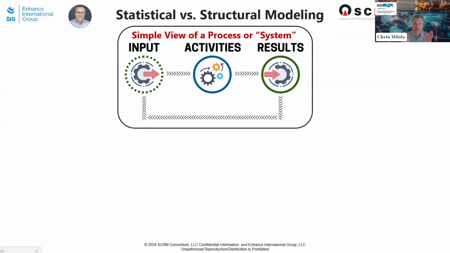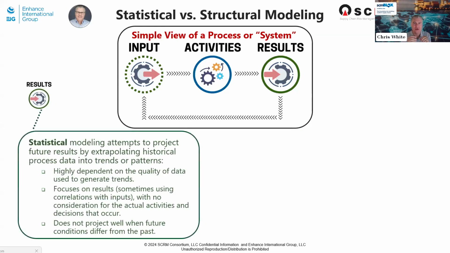Any kind of modeling that we do to look towards the future, there's basically two types. There's statistical modeling, and then there's structural modeling. If we have this picture of a system or a process, you've got inputs, all these activities, and we create these results. Statistical forecasting looks at results. It looks at data, is all that it looks at. It treats the activities themselves as a black box.